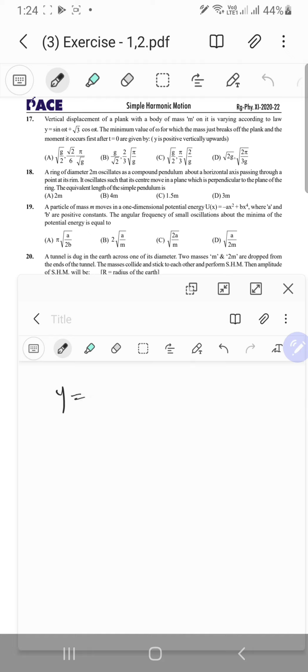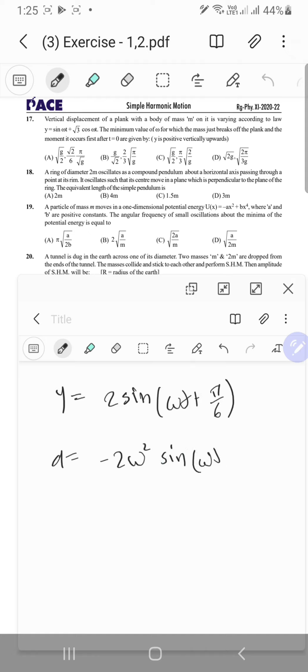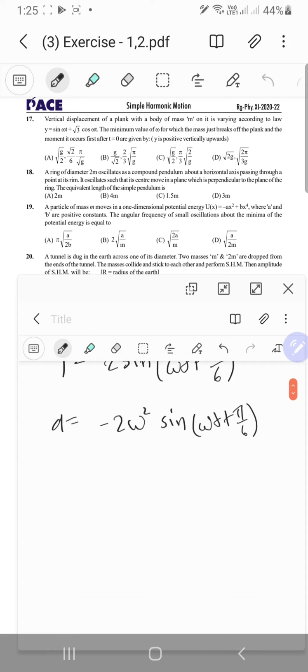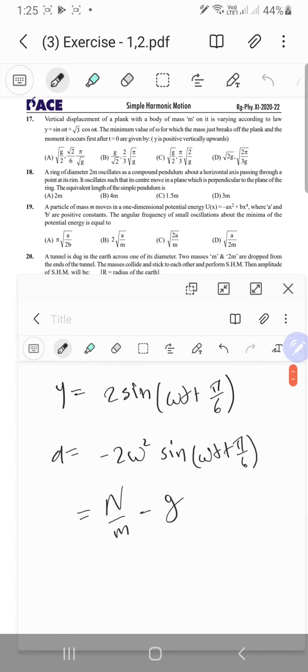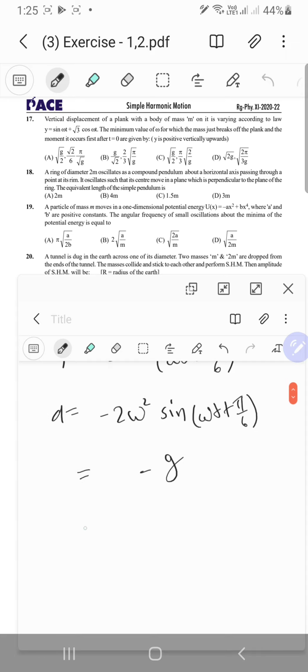Y is 2 sine of omega t plus, well, what's the sine inverse of 1 by 2? 30 degrees, pi by 6. Okay. So what can we say? We can say the acceleration will be minus 2 omega squared sine of omega t plus pi by 6, and this should be equal to N upon m minus g. Since we want the limiting condition, our N upon m is 0.